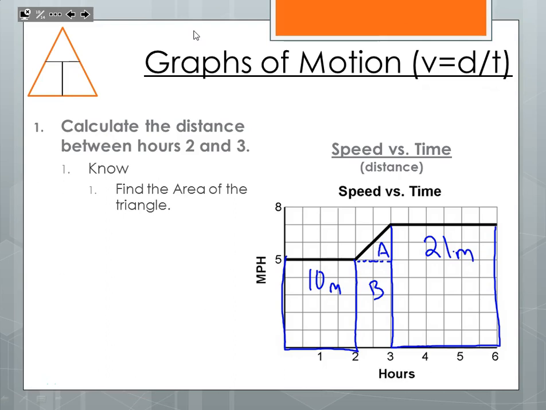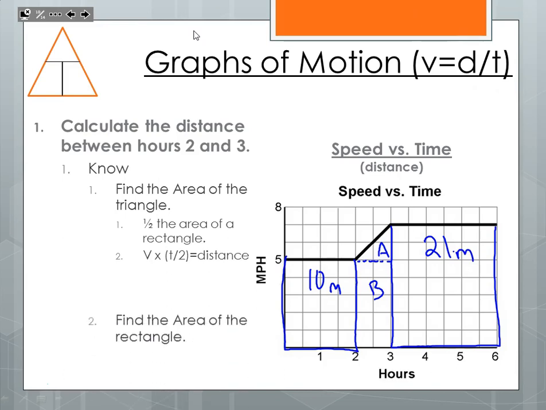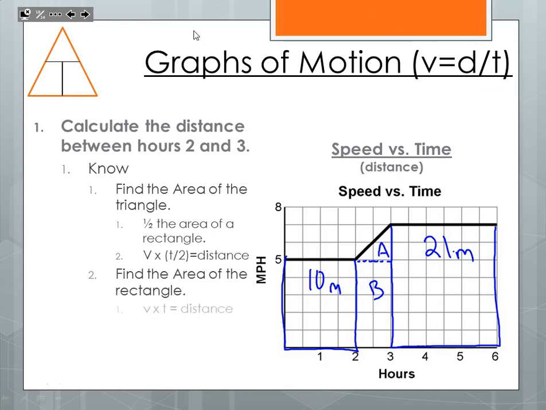So what do I know? I know that to find the area of a triangle, it is half the area of the rectangle. And in this instance, we're going to find speed, multiply it by the time, but we're going to divide by 2 to find the distance. I also know that to find the area of the rectangle, it's just v times t, or speed times time, to equal distance. And then we're going to add the two areas together.